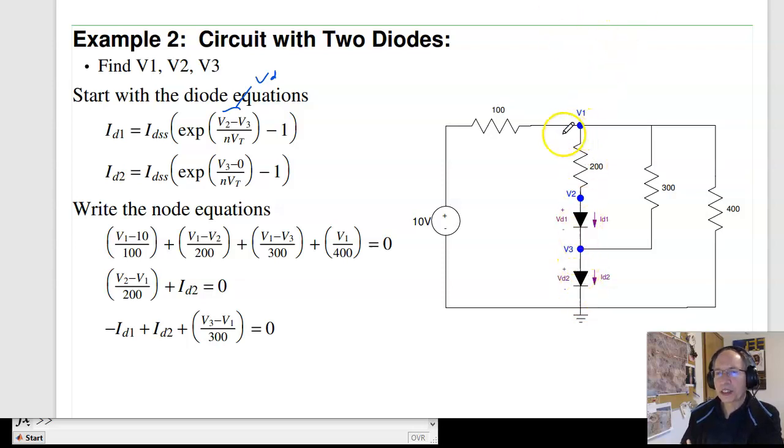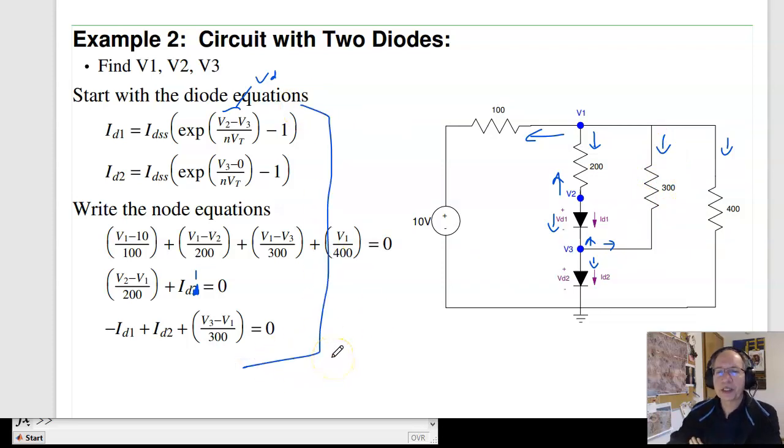For the next equations, I just use voltage nodes. At node 1, these 3 currents have to add to 0. At node 2, current up plus current down equals 0. Current up is V2 minus V1 over 200. Current down is ID1. At the third node, current up, current down, current right equals 0. Current up is minus ID1. Current down is ID2. And current right is V3 minus V1 over 300. So these are the equations that describe that circuit.